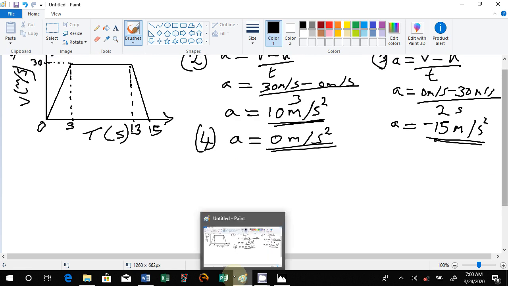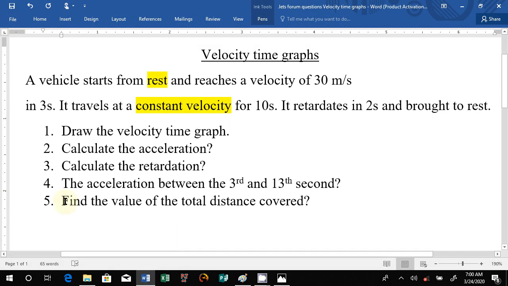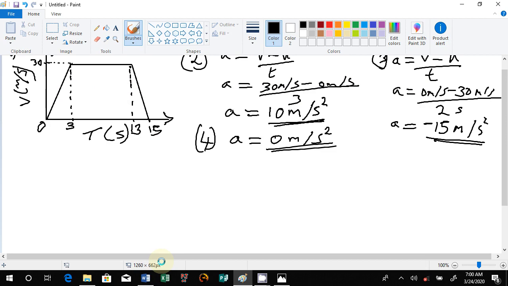Okay, we go to the final question, which is question number 5. Find the value of the total distance covered. Now, when we are dealing with distance under a velocity time graph, we are simply looking at the area of the figure created by the motion, and this one is a trapezium. If you can apply the formula for finding the area of the trapezium, that same area is the total distance covered. But I'll use the simpler way, though the trapezium way is faster.